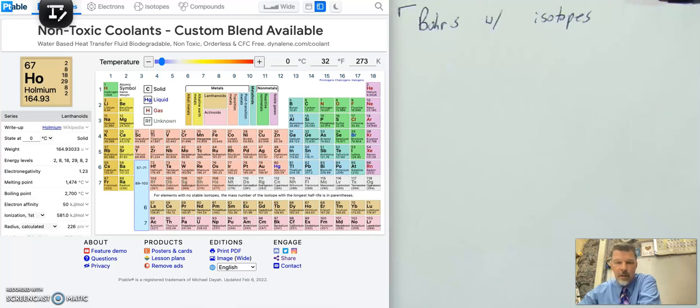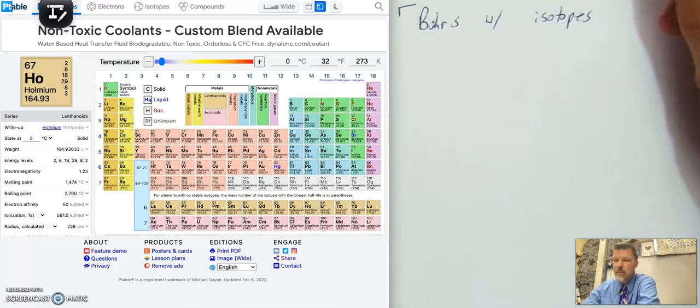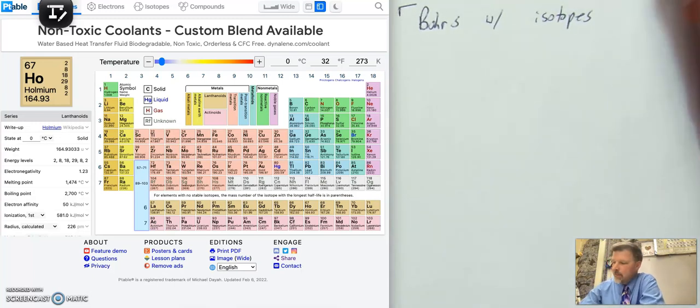There's been one about how to do Bohrs with ions. Those are the charged guys, things with pluses or minuses on them. Go back in the classroom. There's a video on how to do this. This is Bohrs with isotopes. Because again, this time what we're doing is we're not changing the charge. We're not changing what element it is. All we're going to do is change the mass.